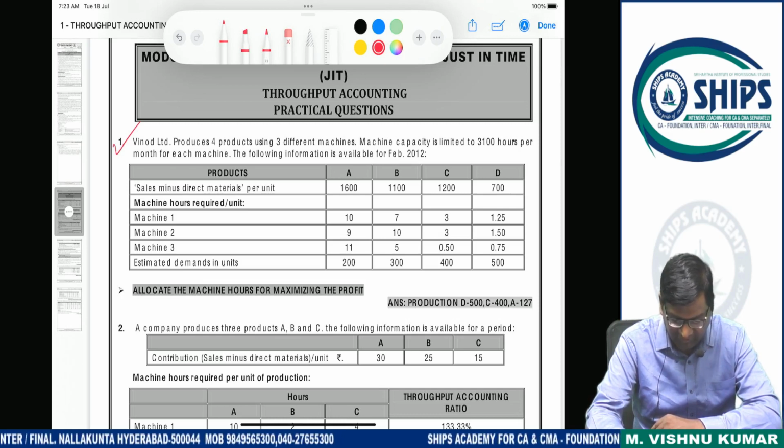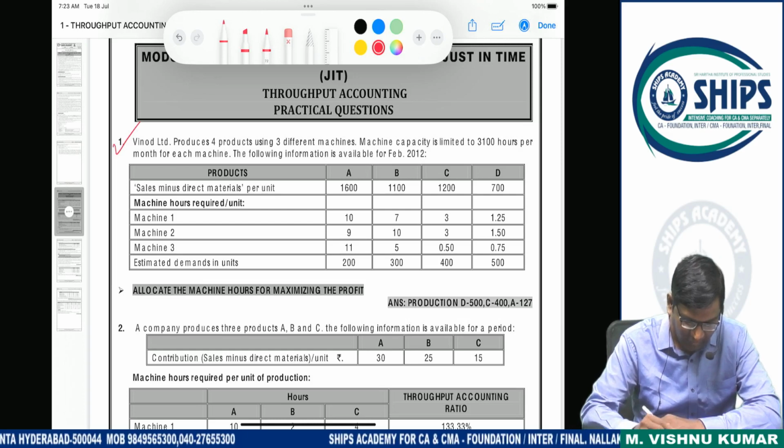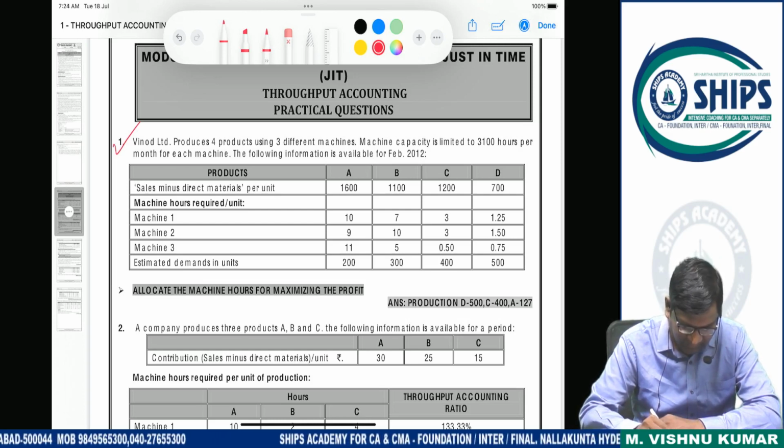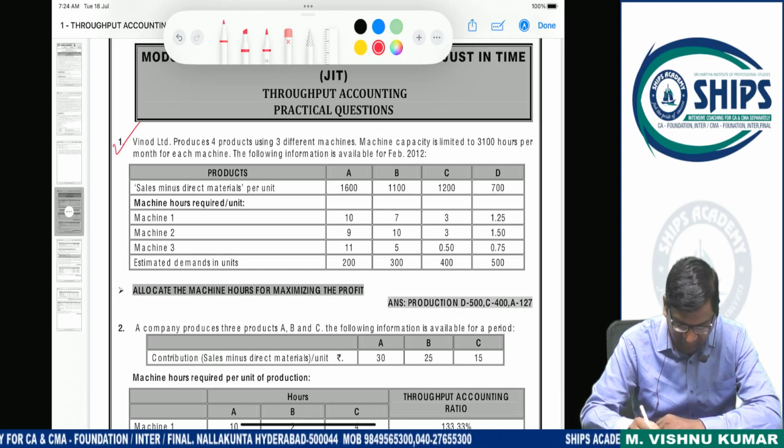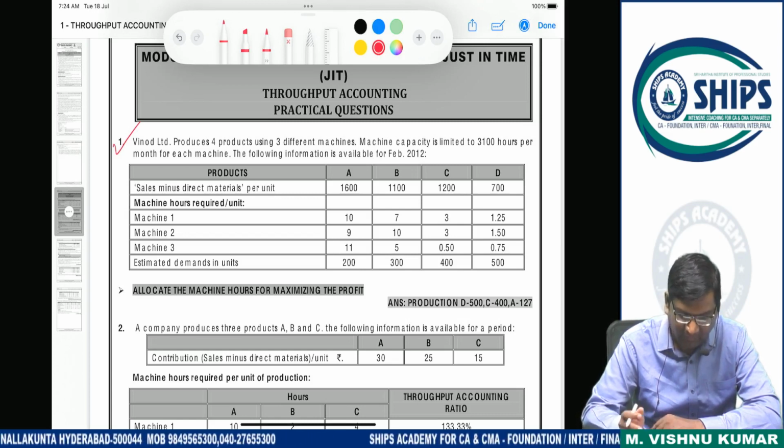Here first we have to check the main bottleneck. How to check this? Very simple. First, total time required for each machine. For all machines 3100 hours is given. So how much time is required for producing A, B, C, D? We have to check for every machine. If that is more than 3100 hours required, then there is a bottleneck. If that is less than 3100, it is not a bottleneck.